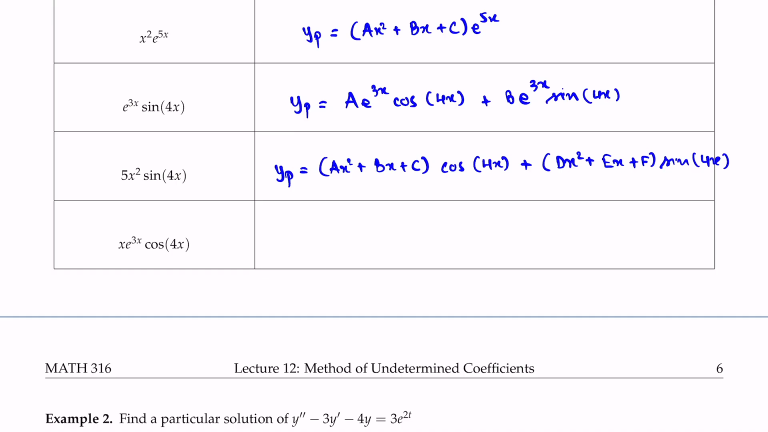Now for the last case, you have a linear function multiplied with an exponential function multiplied with cosine or sine functions. Then the particular solution is going to look like this. You have ax plus b times e to the 3x times cosine of 4x plus cx plus d times e to the 3x times sine of 4x. So these are some of the trial solutions that you may encounter, and the trial solution again has to be based on the forcing term, or g of t, the right hand side of the non-homogeneous differential equation.